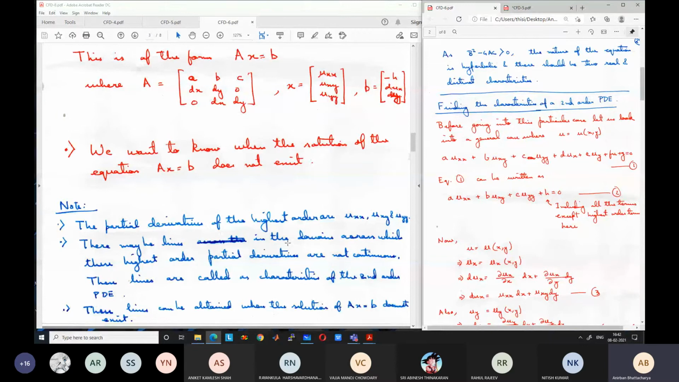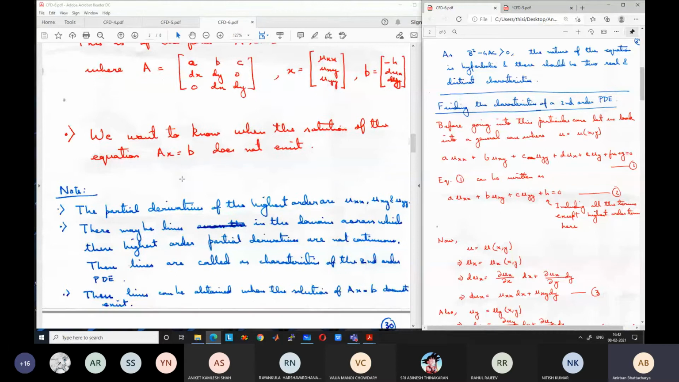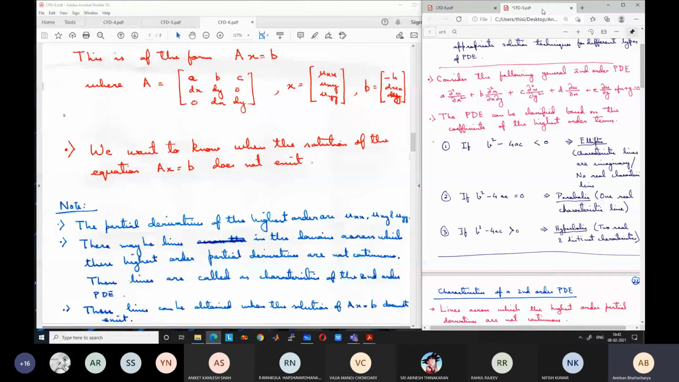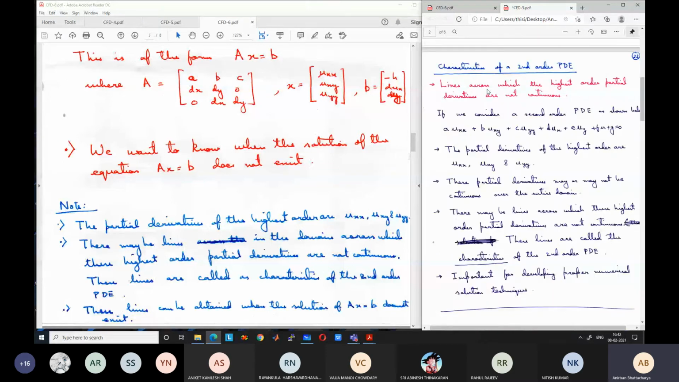Okay, so I will just repeat once again so that it is clear to everyone, even if you are not asking. What we mean by characteristic lines: if you go back, in the previous class we had discussed lines across which the highest order partial derivatives are not continuous. Because our equation is a second order PDE, the highest order are the second order terms.